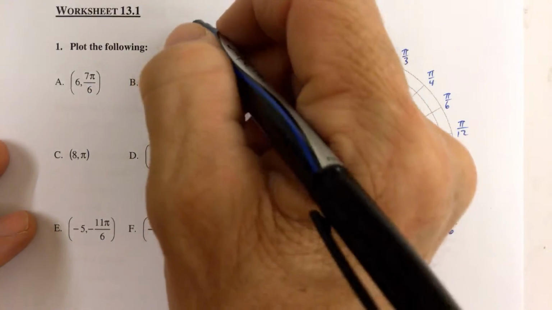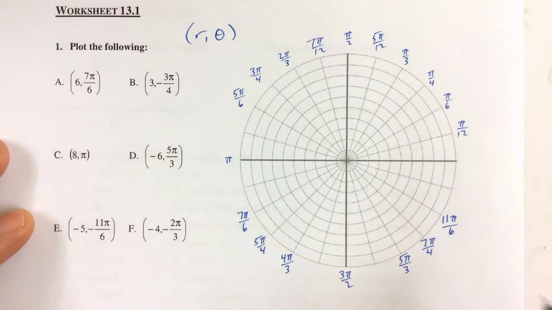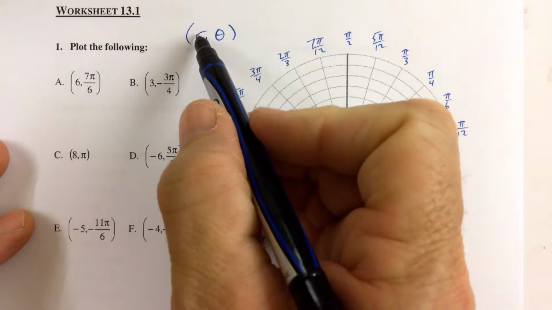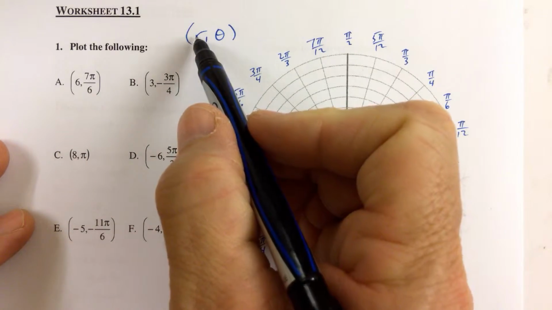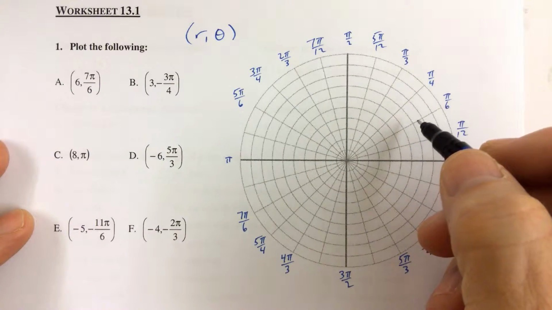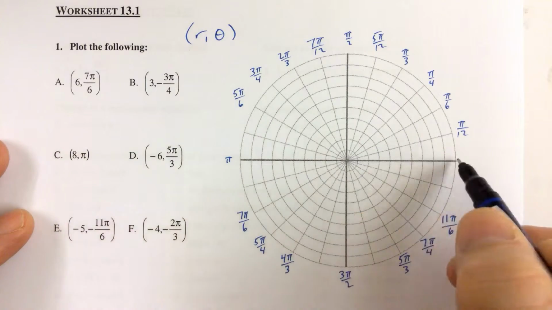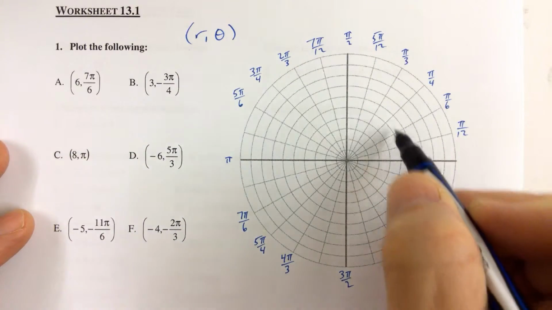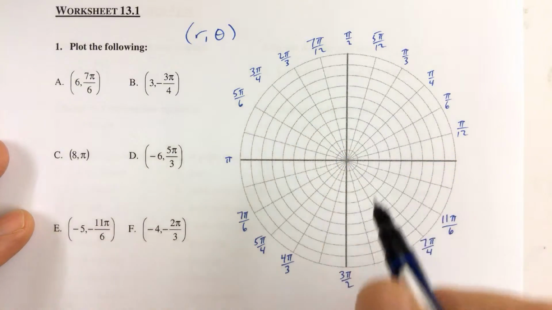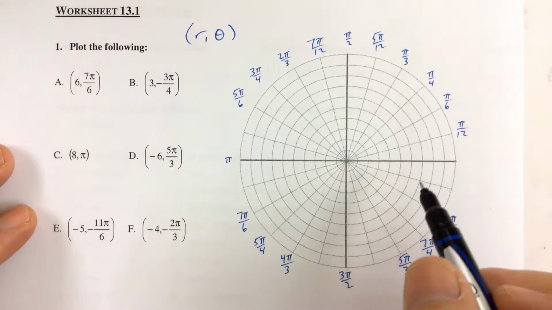The other thing to think about here is that when we graph in the polar coordinate system, the first coordinate listed is the r, the distance from the pole to the point, and then the theta would be the angle measure from the initial side here, which would be the polar axis, and then moving counterclockwise, the way we count radians from the polar axis.